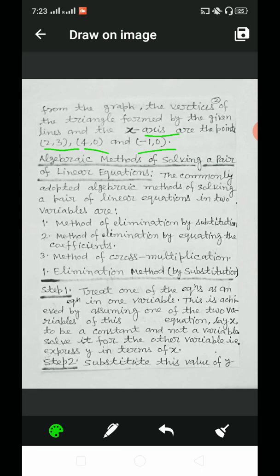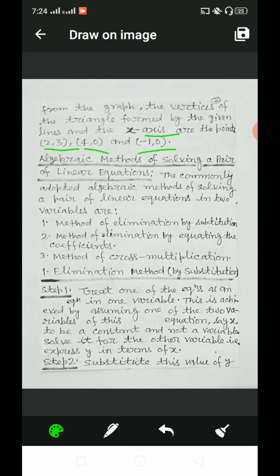Now we discuss algebraic methods of solving a pair of linear equations. Dear students, in the previous section we have learnt the graphical method of solving simultaneous linear equations in two variables. But the graphical method is not always convenient to find the solution, particularly when the solution is a fraction like x is equal to minus 1 by 3, y is equal to 2 by 7. Then such a point cannot give an accurate answer on the graph paper.